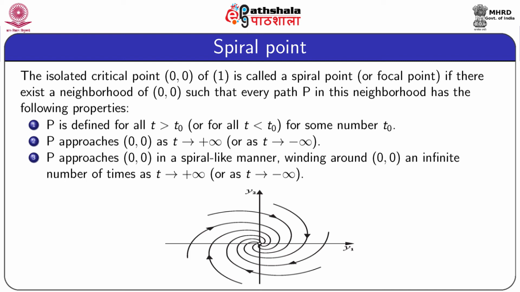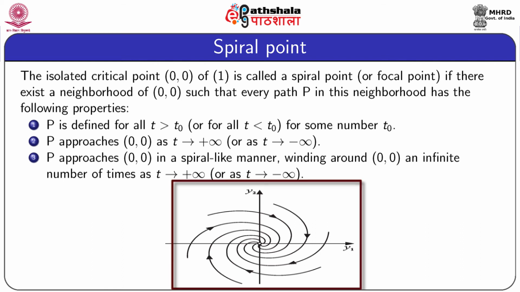If you now look into the figure, P can be any point somewhere here or here or here. So, it approaches (0,0) as t tends to plus infinity, moving in a spiral manner, and it will not pass through the point (0,0), but it will wind around this point in a spiral-like manner, as t tends to plus infinity or as t tends to minus infinity. This figure is about t tends to plus infinity because the arrow is in the direction towards the origin. If it moves out of the origin, then it should be t tends to minus infinity.